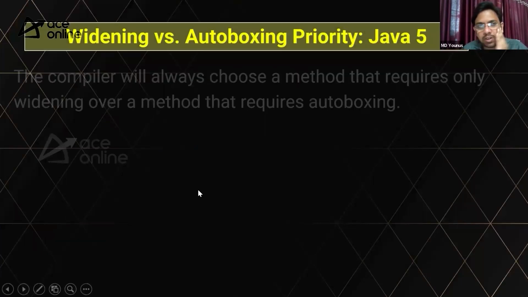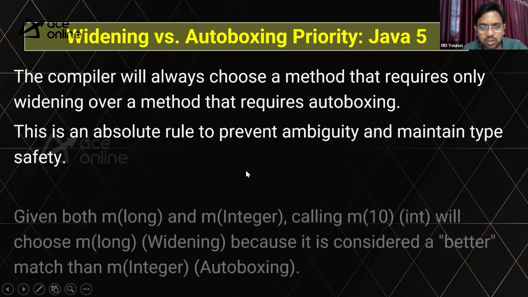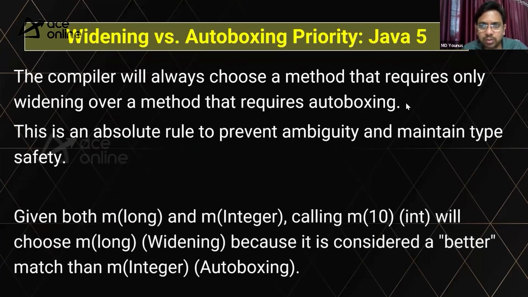Let's see if we have a few more questions on this. The compiler always chooses a method that requires only widening over a method that requires auto boxing. This is an absolute rule to prevent ambiguity and maintain type safety. So here, if you have both m(long) and m(Integer), calling m(10) will choose long widening because it is considered a better match than Integer auto boxing. So it will first go for widening, then it will go for auto boxing. Same as our float and double example. You can understand widening gets more priority than auto boxing.